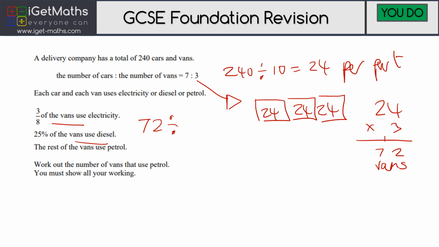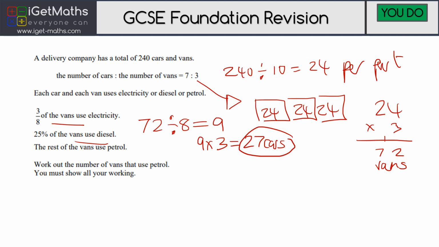So 72 divided by 8 equals, so if you're not too sure, just do your 8 times table in your head till you get to 72, and you should get 72 divided by 8 equals 9. Then we're going to do 9 times 3, which gives us 9, 18, 27. So that's 27 cars use electricity. I'll circle that because I need to use that later on.